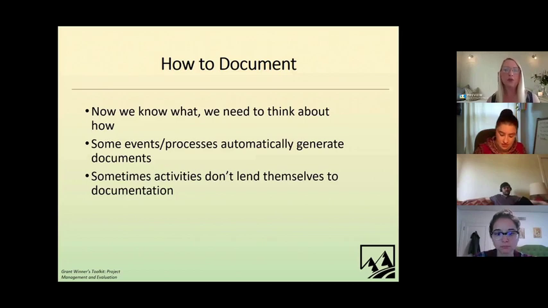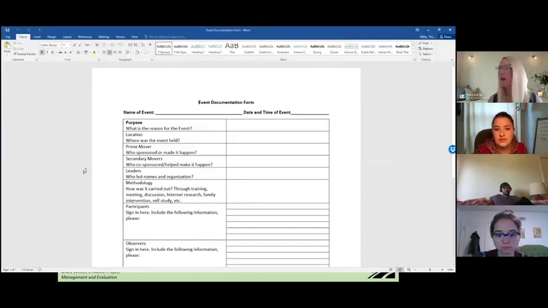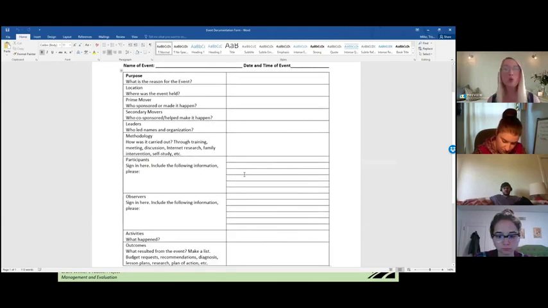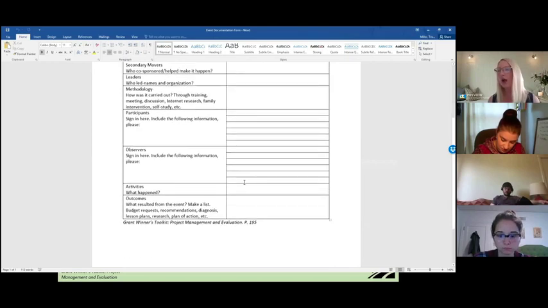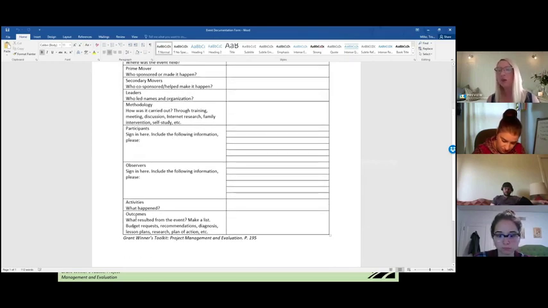So there's a couple of examples in your handout packets. One is called the event documentation form, and the other is a people information form. So we're looking at it that way. Let me see. Event documentation form. Okay, so here it is. What was the reason for the event? Where was it held? Who sponsored it? Who helped? How was it carried out? And the participants. Here's the information. Who was there, right? Specifically, how do we get a hold of them again? So when we need them to show back up, we have that contact. Activities: what happened, and what were the outcomes?